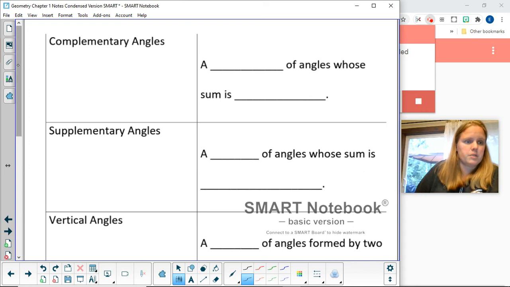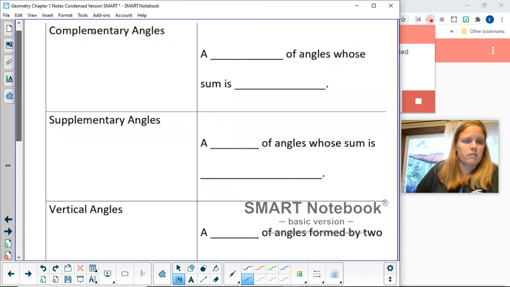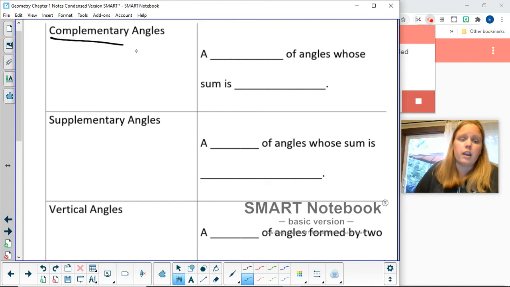Now these angle types are new this year. So we have complementary angles, supplementary angles. They're very closely related. Complementary angles are when you have two angles that total 90 degrees. A pair of angles whose sum is 90 degrees. Now they can be touching, but they do not have to be touching.